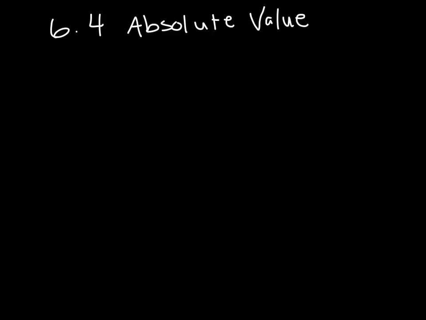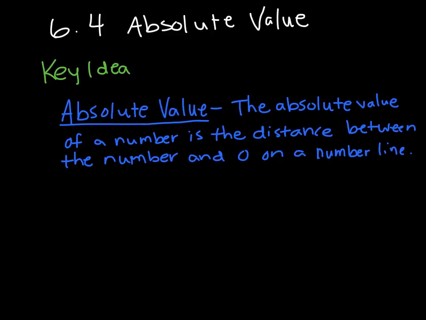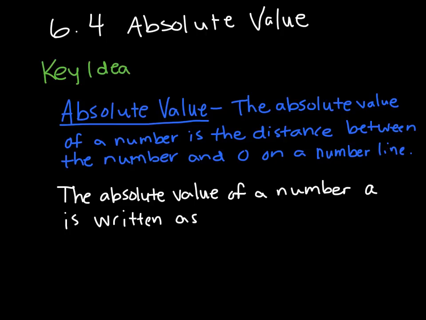Alright, the 6.4 is absolute value. So our key idea is that absolute value of a number is the distance between the number and 0 on a number line. The absolute value of a number A is written as, you put 2 lines and have your A in between it just like that.